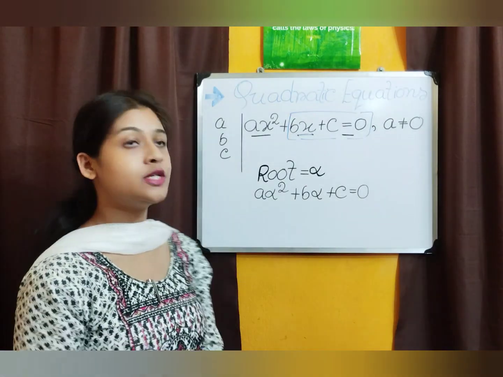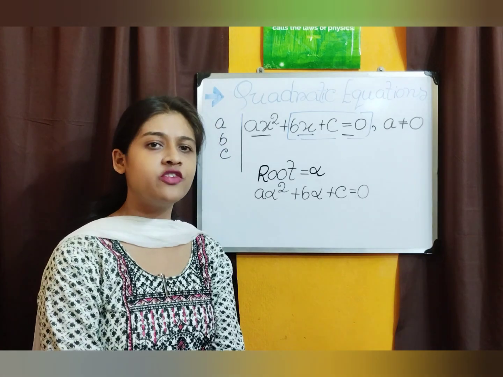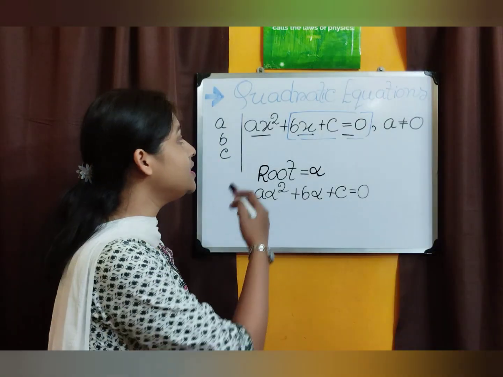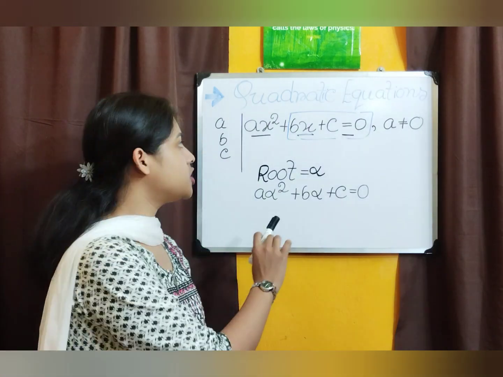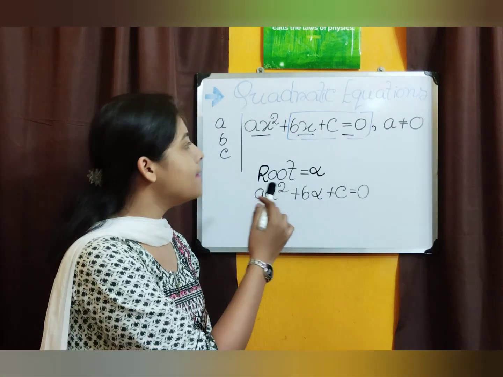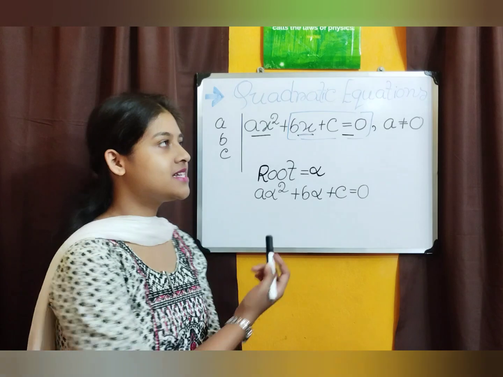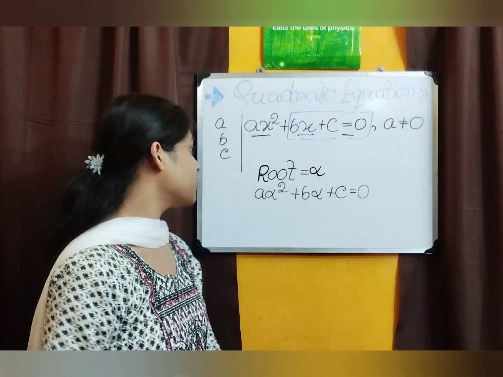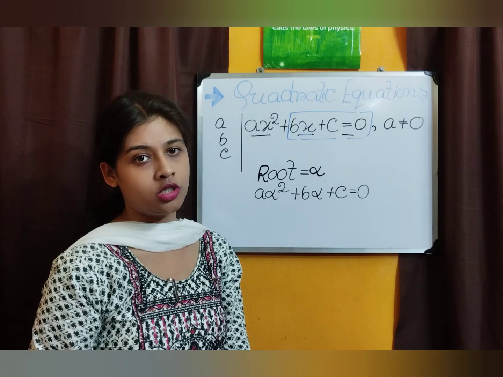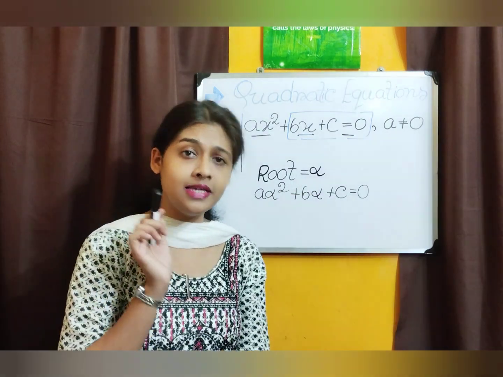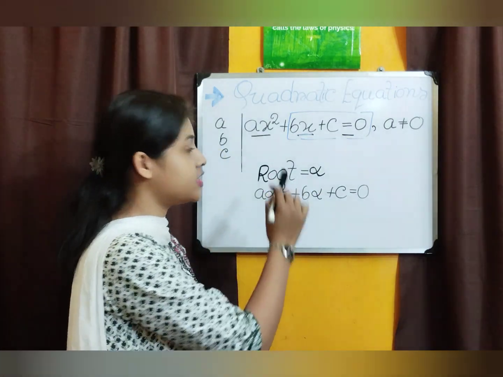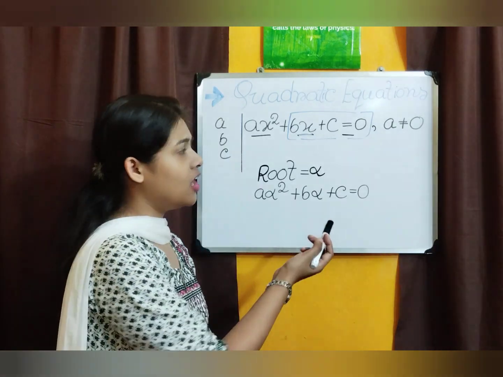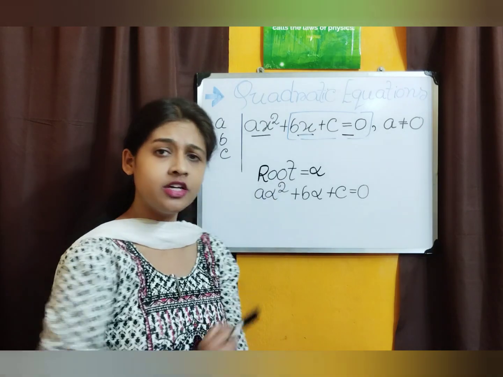Now the next part is the root of the equation. We know that every equation has a root. Suppose alpha is the root of this equation. Which equation? Ax square plus bx plus c equal to 0, the standard form of any kind of quadratic equation. So suppose alpha is the root. Then if alpha is truly the root of this equation, alpha will definitely satisfy the equation.